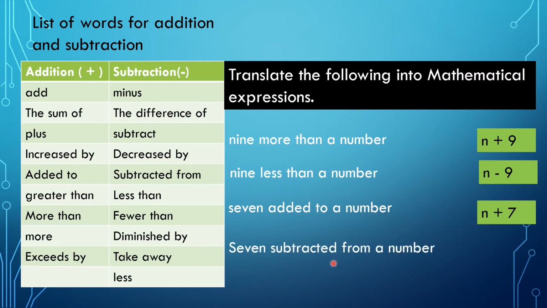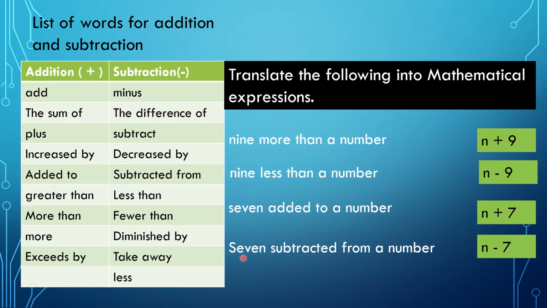7 subtracted from a number. Again, this one, you need to switch also here. 7 subtracted from a number. So it should be N minus 7. So hindi ibig sabihin na siya yung unang binanggit dito, ay siya na yung ilalagay mo dito. Kagaya nitong 7, siya ang unang binanggit dito, it doesn't mean na dito mo siya ilalagay sa unahan. So it depends doon sa kung paano siya sinabi.